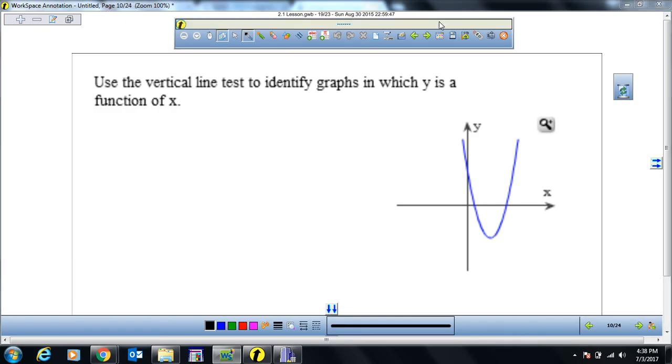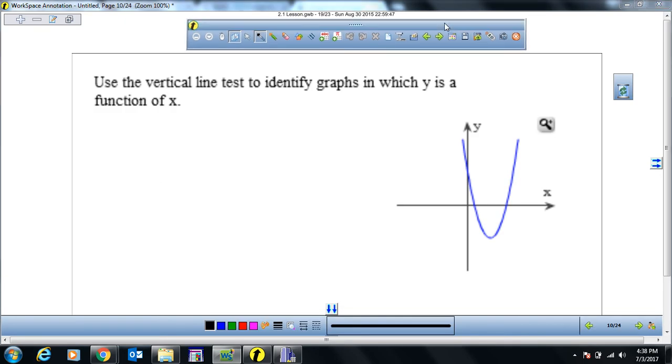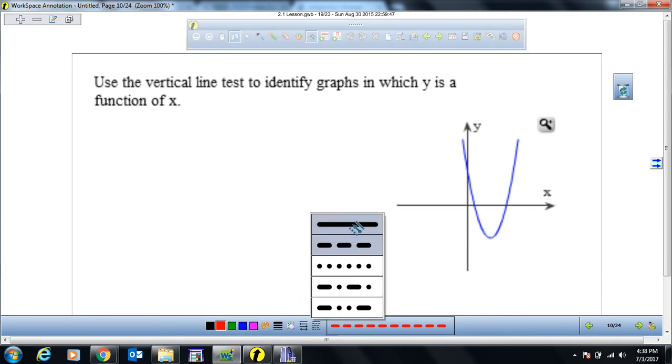I have several graphs, but I just picked one for you in this lecture. We're going to use the vertical line test to identify graphs in which y is a function of x. So we're just going to take a look at this one. Using the vertical line test, can we say that this graph represents a function or not a function?